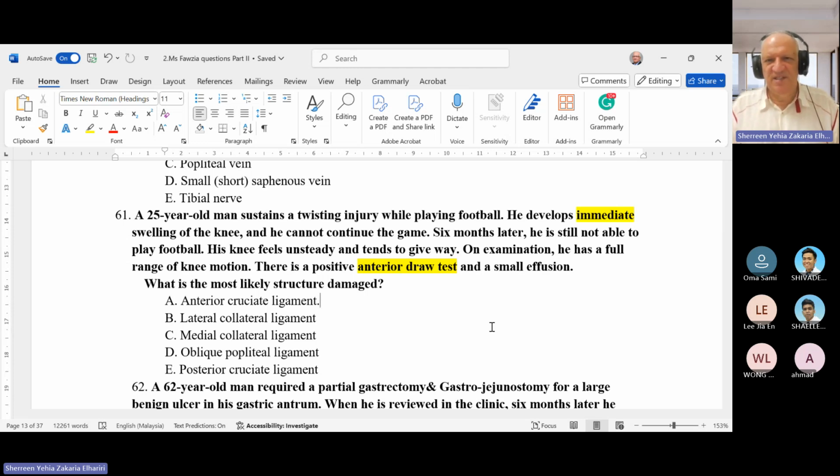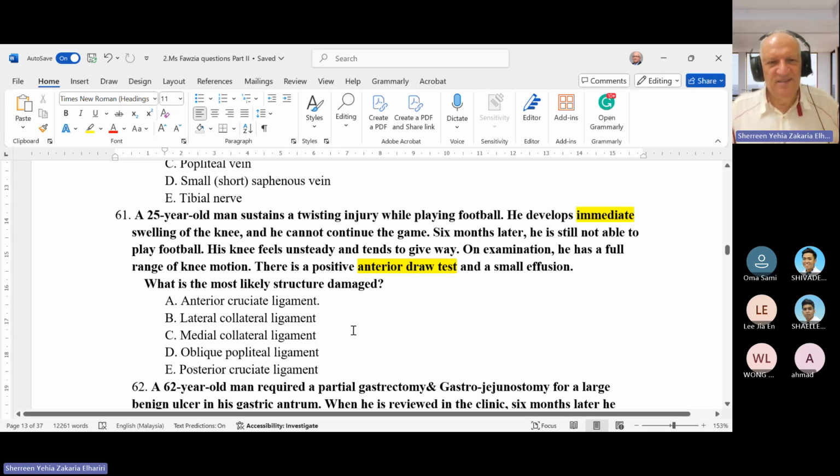Immediate swelling, cruciate ligament. Late swelling, meniscus. No swelling, collateral ligament. And they give you some clue. It is anterior or posterior, or medial and lateral, according to details later.